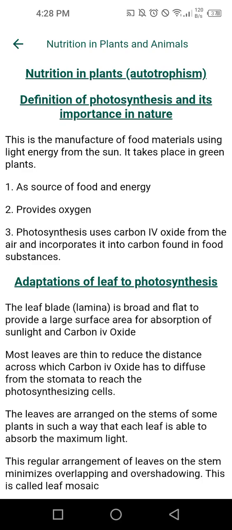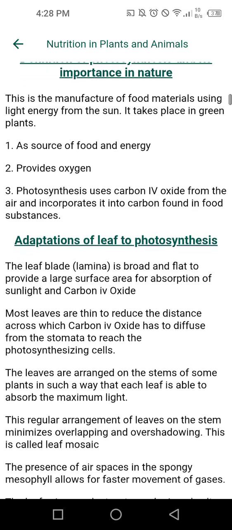Nutrition in plants, autotrophism. Definition of photosynthesis and its importance in nature. This is the manufacture of food materials using light energy from the sun. It takes place in green plants. 1. As a source of food and energy. 2. Provides oxygen. 3. Photosynthesis uses carbon IV oxide from the air and incorporates it into carbon found in food substances.